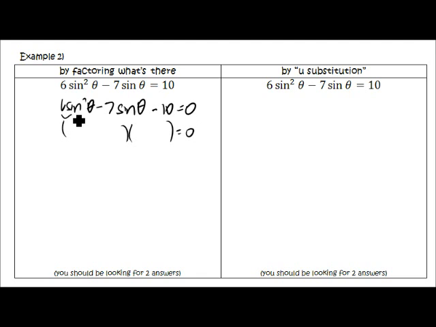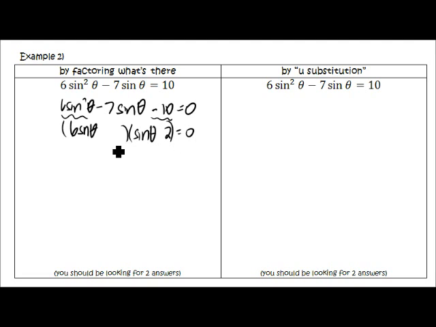Two things that multiply to 6 sine squared theta. We could either use 6 sine theta and 1 sine theta, or 3 sine theta with 2 sine theta. Let's go ahead and use 6 and 1. Also, we need two things that multiply to negative 10. We could either use 1 and 10 or 2 and 5. Let's go ahead and use 2 and 5.